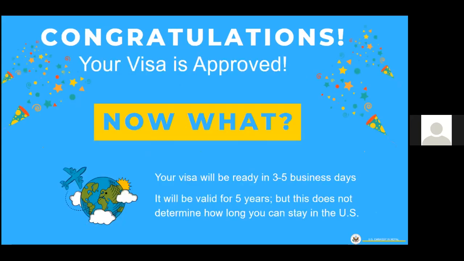So what happens once your visa is approved? Congratulations, of course. So now what? What will happen after your visa has been approved? Your visa will be ready in 3 to 5 business days, and it will be valid for 5 years, but this does not determine how long you can stay in the United States. US Customs and Border Protection, once you get to the United States, will determine how long you can stay in the United States. So please be aware of that, and congratulations if your visa has been approved.